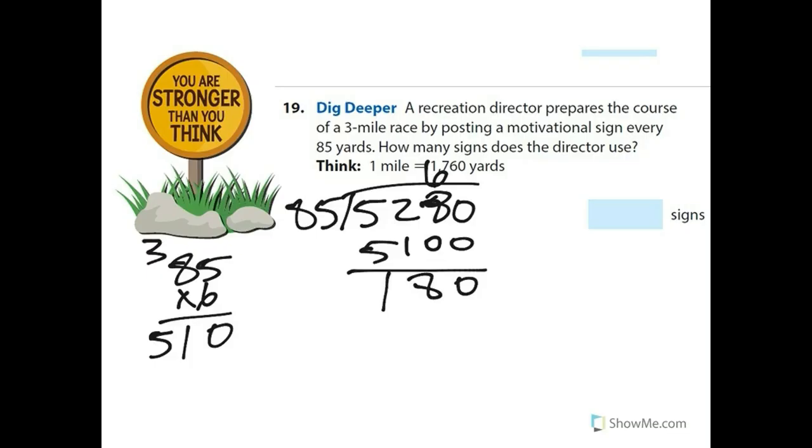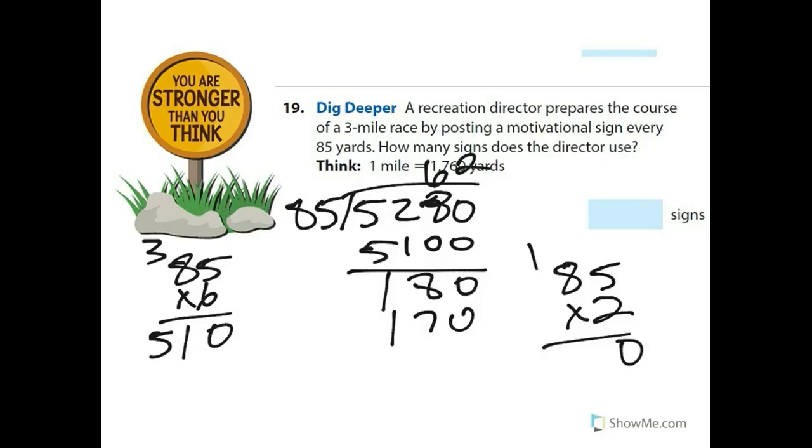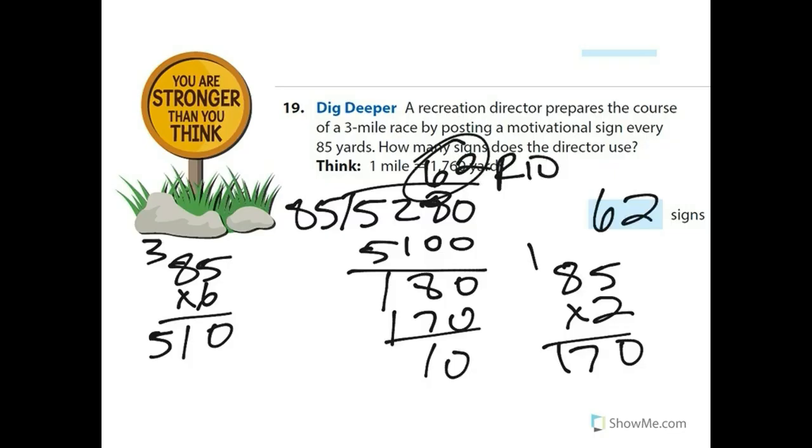Well, 2 times 85 is going to be 170. Show it, Mr. Pangburn. 2 times 5 is 10. 2 times 8 is 16, plus 1 is 17. So we're going to have 62 remainder 10. Well, how many signs does he have? 62. Yeah, every 85 yards doesn't put 1 there.